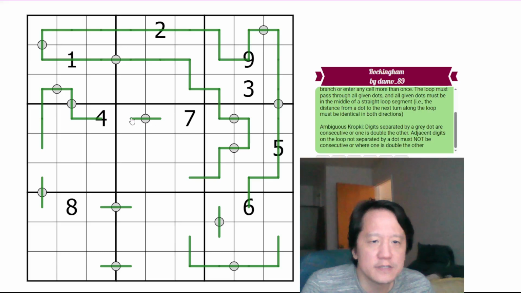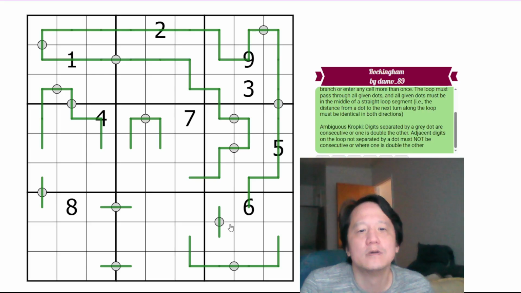This cannot connect to here. If it did, that would be 1, 2, 3 away from the dot. So 1, 2, 3 would mean this is branching. So this has to turn, which means this is turning here, and this must turn again. So we can't turn here because then it doesn't connect to any cell in the loop. Same with this. So this must be turning here and here. Okay.